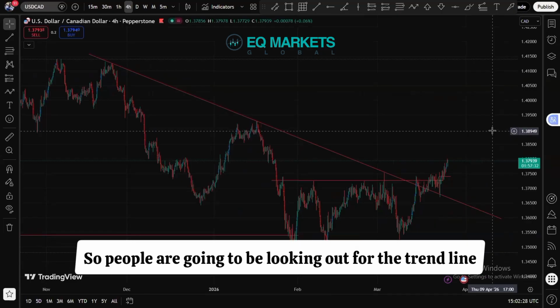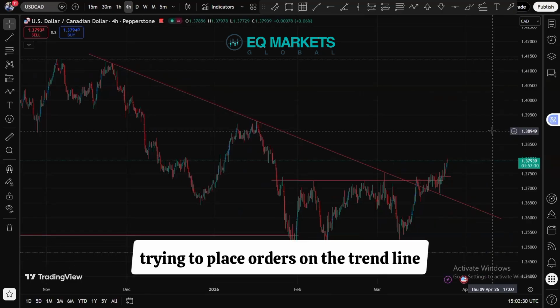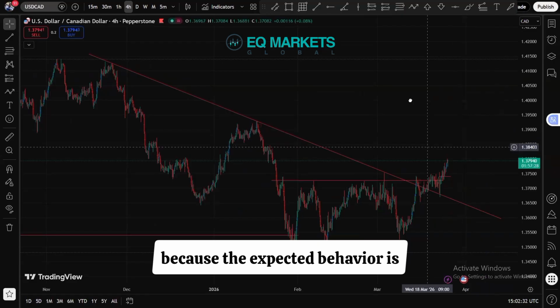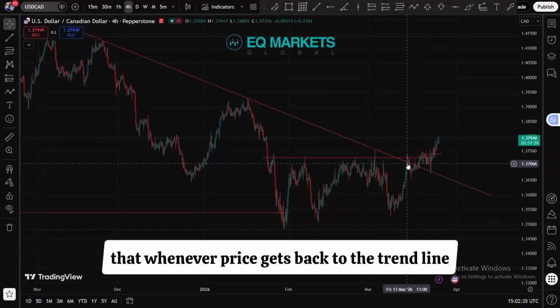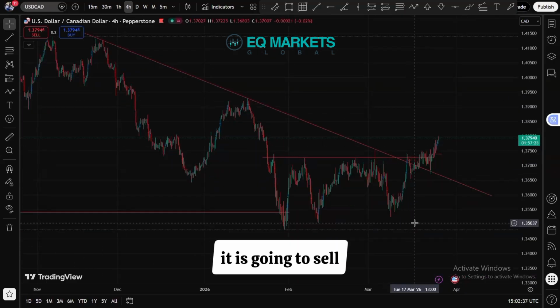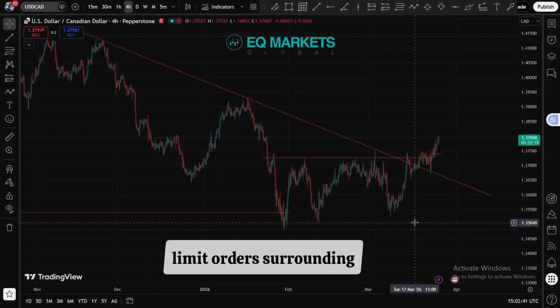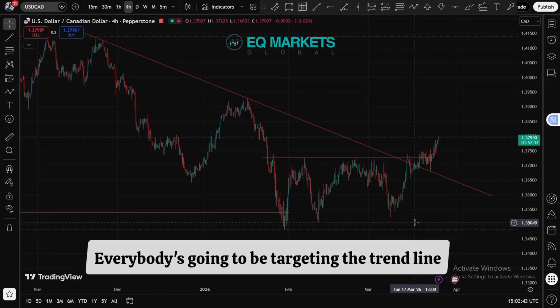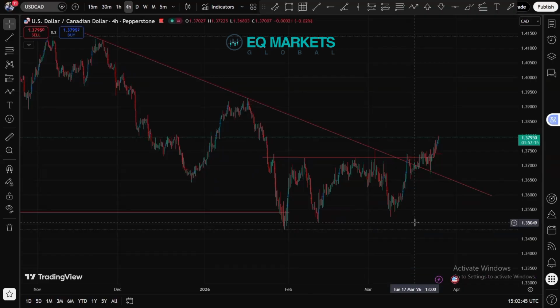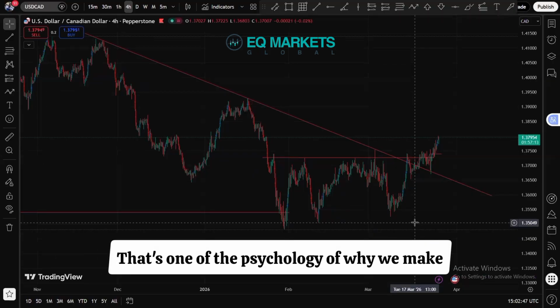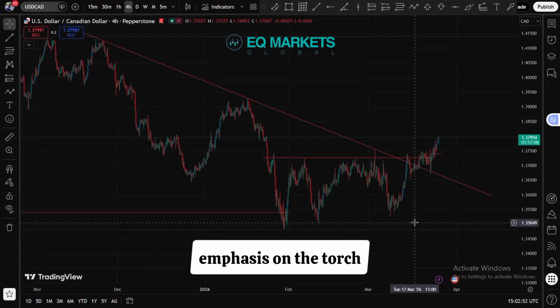So people are going to be looking out for the trend line, trying to place orders on the trend line, because the expected behavior is that whenever price gets back to the trend line, it is going to sell. So there is pretty much a cluster of sell limit orders surrounding that trend line. Everybody's going to be targeting the trend line. Okay, that's one of the psychology of why we make emphasis on the touch.